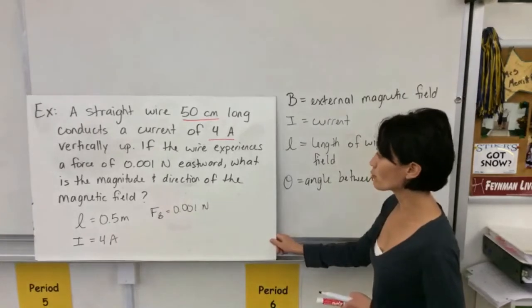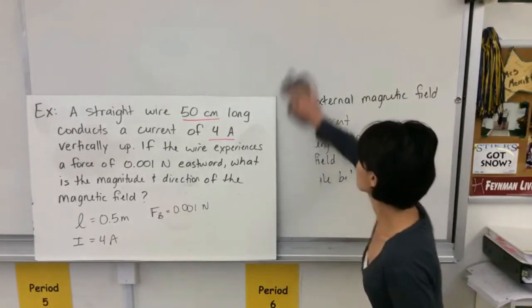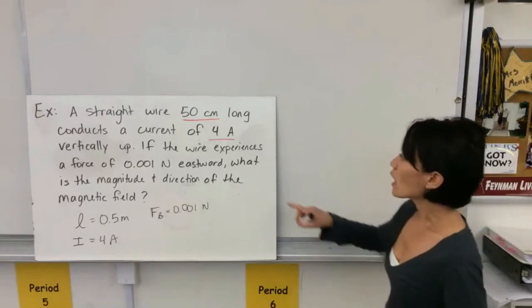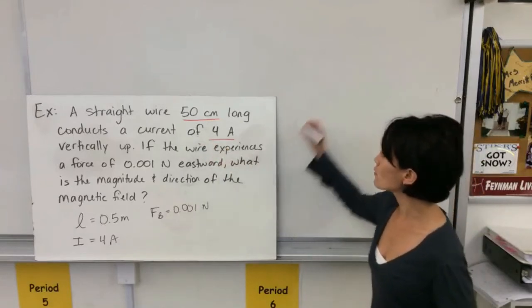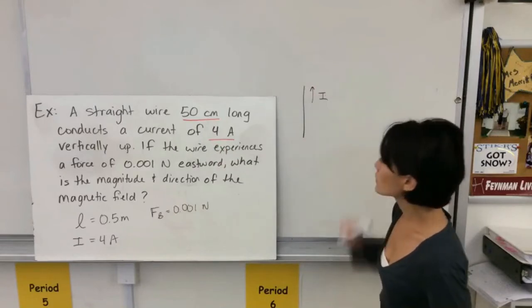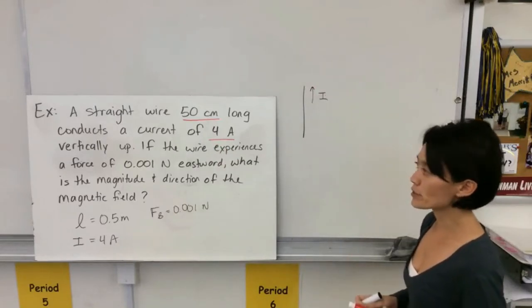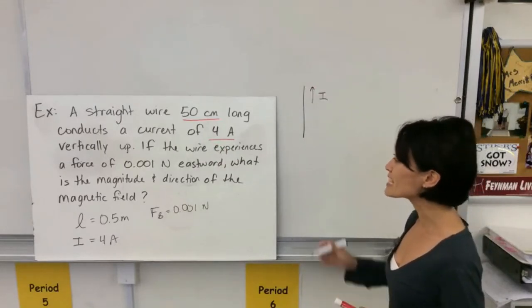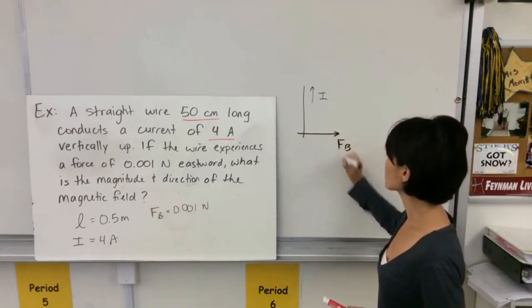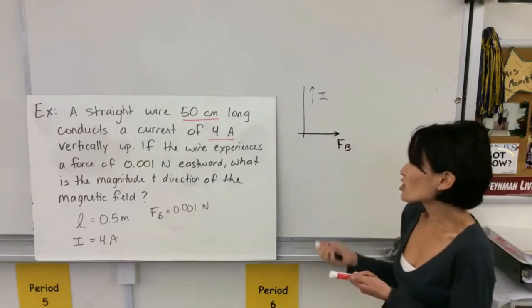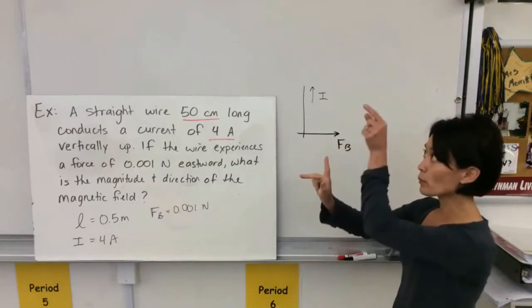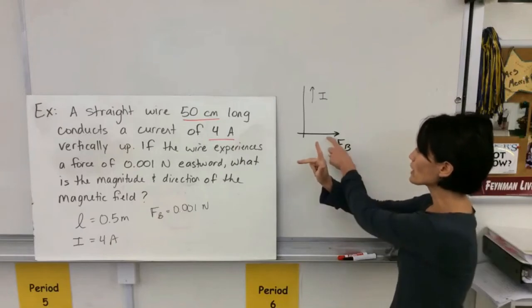So before we look at the magnitude, let's just draw it. It's a good habit to always draw what's going on. So we're told that the current of 4 amps is vertically up. So I have this current that goes upwards. And the wire experiences a force of 0.001 newtons eastward. So my magnetic force is this direction. And so if we just start off by looking at the right-hand rule, your current is going to be going upwards, and your magnetic force is going to the right.